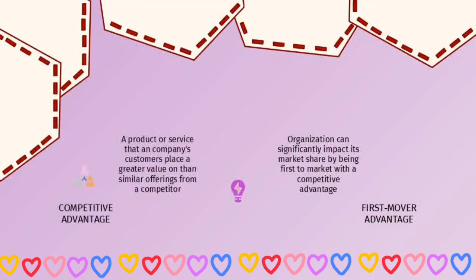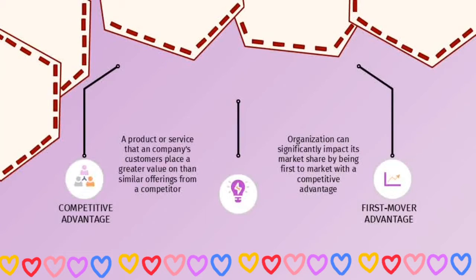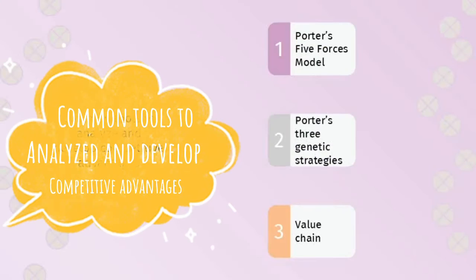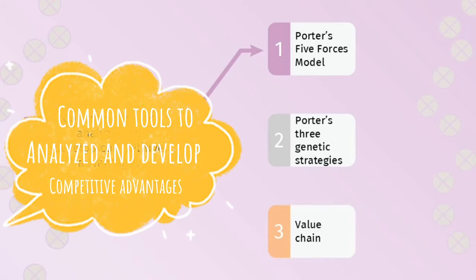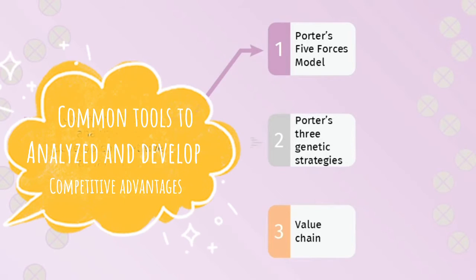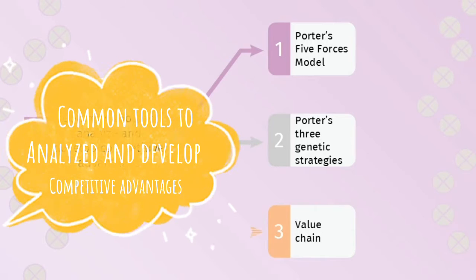There are two types of advantages. The first one is competitive advantage. The second one is first mover advantage. Now, let's take a look at the common tools to analyze and develop competitive advantages. The first one is Porter's 5 forces model. The second one is Porter's 3 generic strategies. And the third one is value chain. Let's take a look one by one.